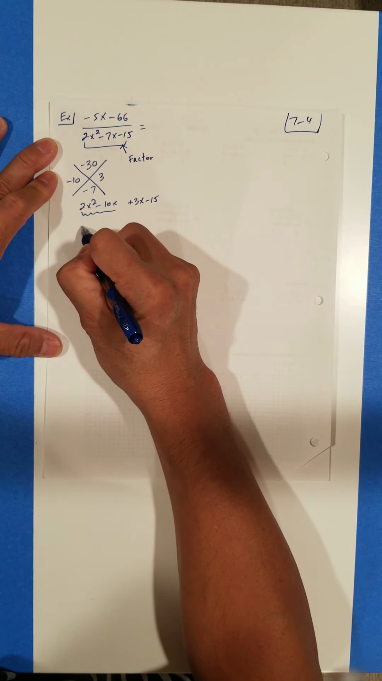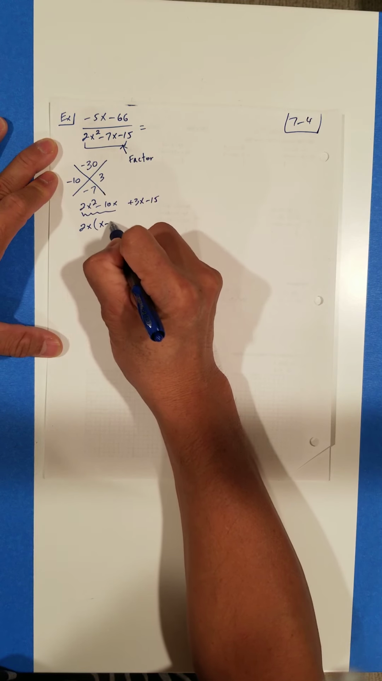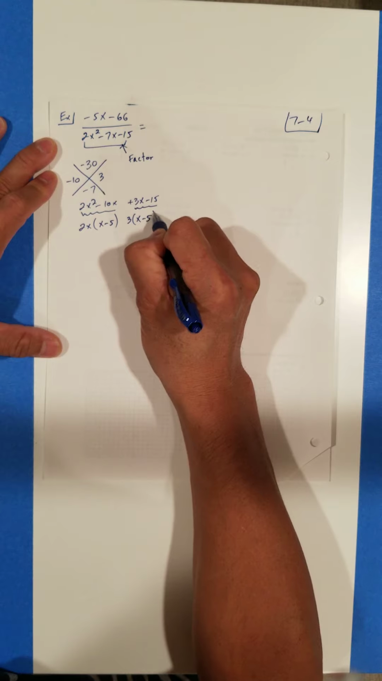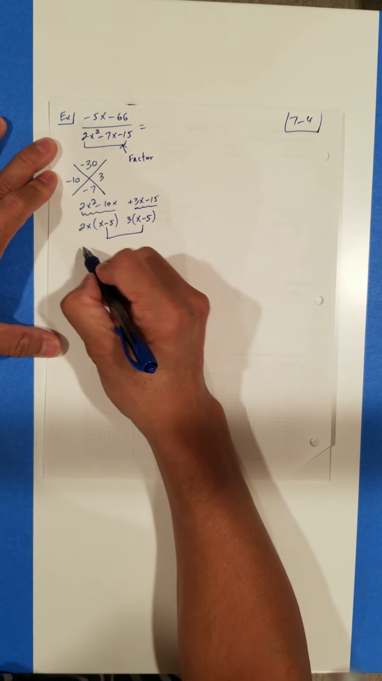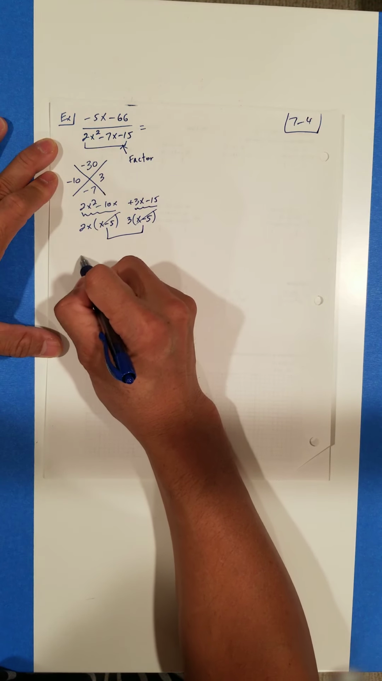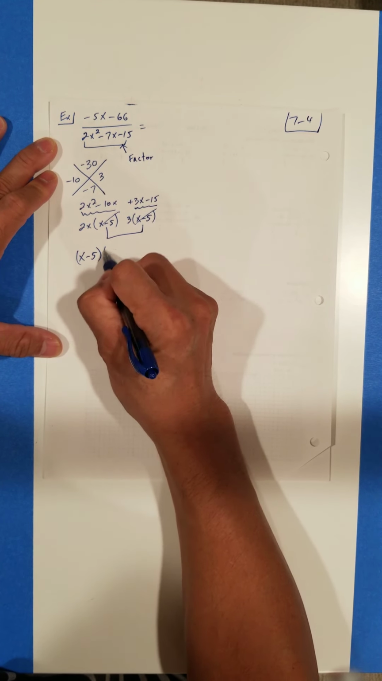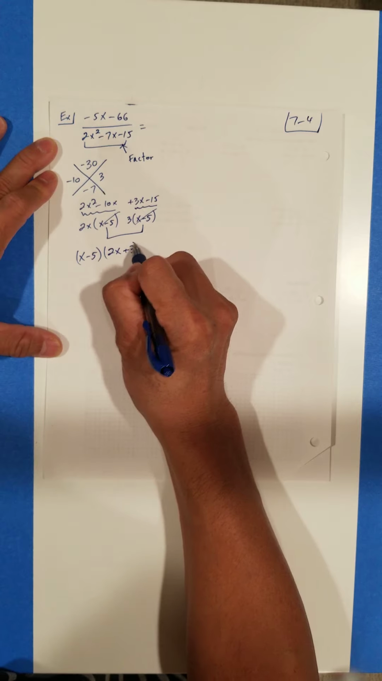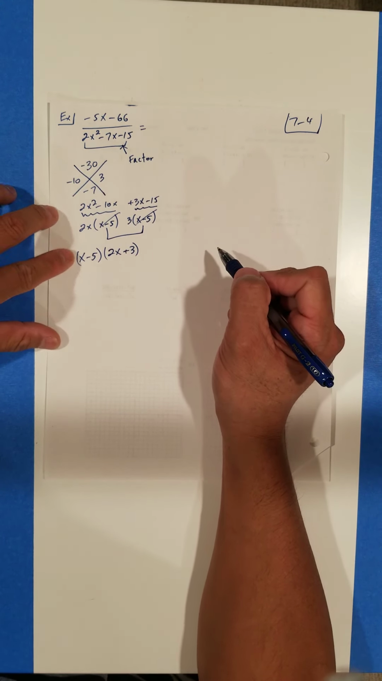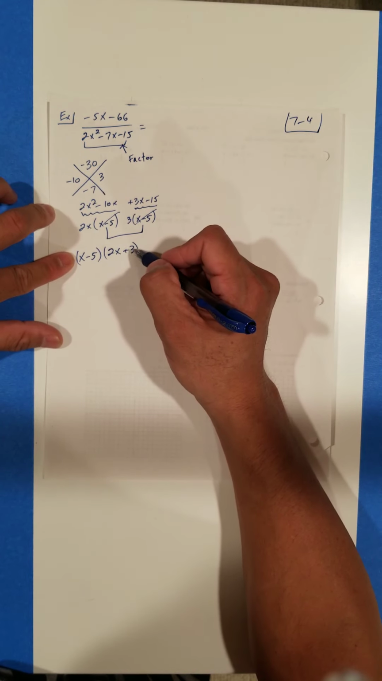For the first two terms, they have a 2x in common, and you get x minus 5. The last two have a 3 in common, and you get x minus 5 again. These two always have to be the same. Because they're the same, we factor that out: x minus 5 and 2x plus 3. There are different ways to factor, but this is the way I like to do it. It doesn't matter how you factor it, it's up to you.